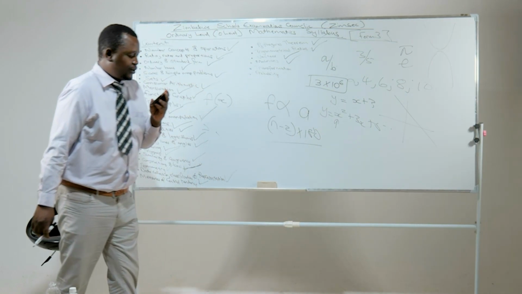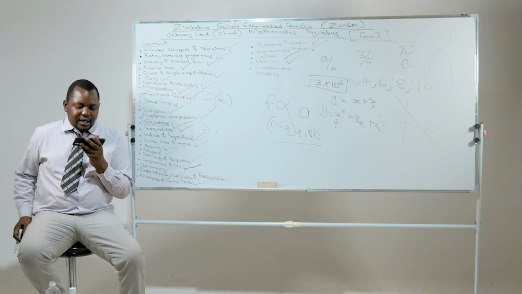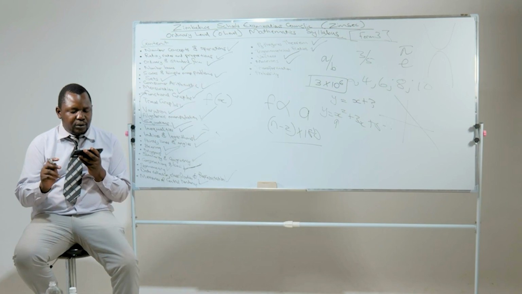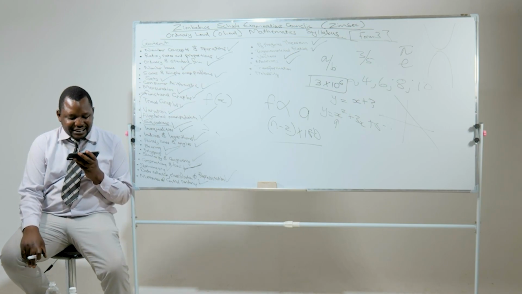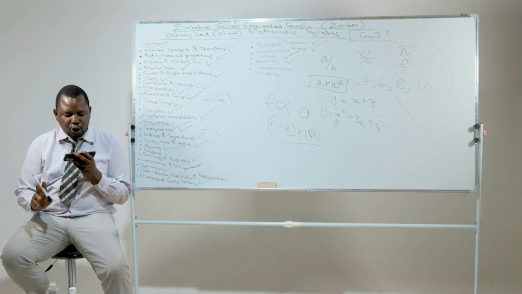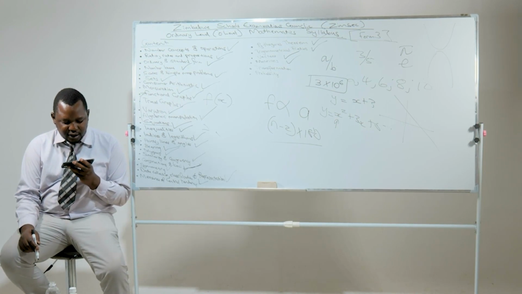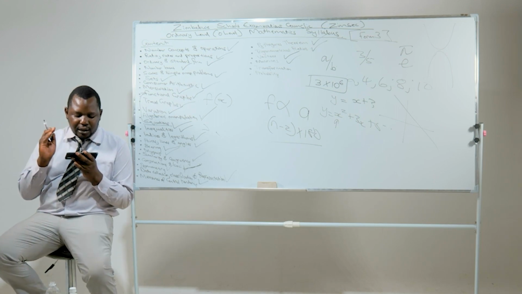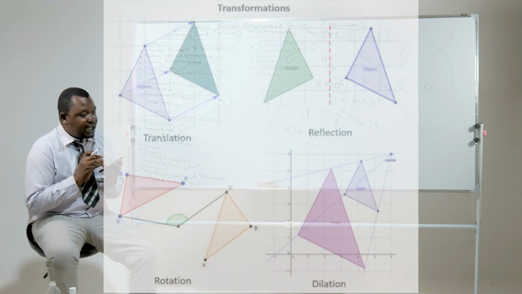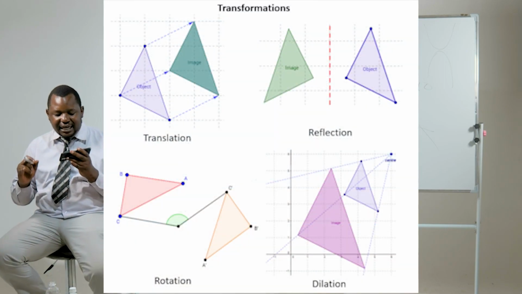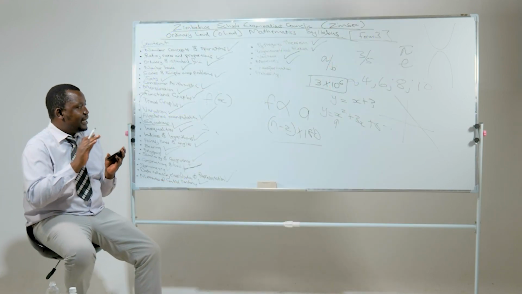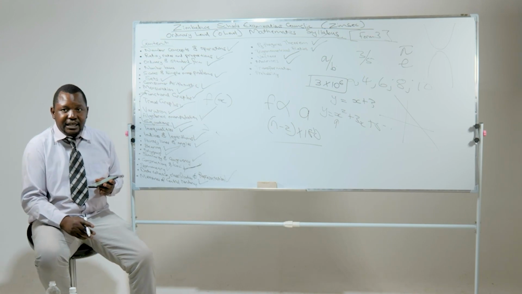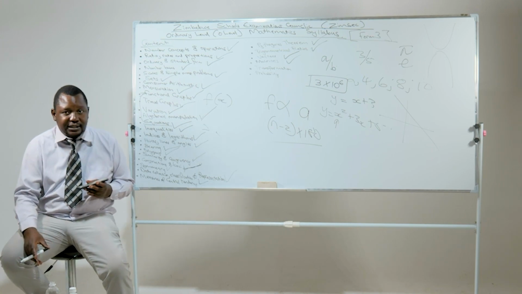Transformations. Learning objectives. We need to translate plane figures on the Cartesian plane using translation vectors. You need to describe fully the translations between given objects and images. You also need to know reflection, you need to know rotation, you need to know enlargement. So under transformation, my key objectives are translation, reflection, rotation, and enlargement. I know that most people, when they hear the word transformation, they shiver as if they've seen a ghost.